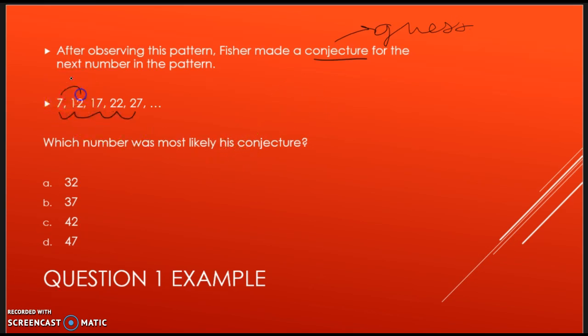Notice that it goes from 7 to 12, which adds 5, goes from 12 to 17, which adds 5 again, 17 to 22, which adds 5 again, and 22 to 27, which adds 5. So you can see it's adding 5 each time. So we would continue this pattern. 27 plus 5 gives us 32. So that would be a good conjecture, a good educated guess for the next one.